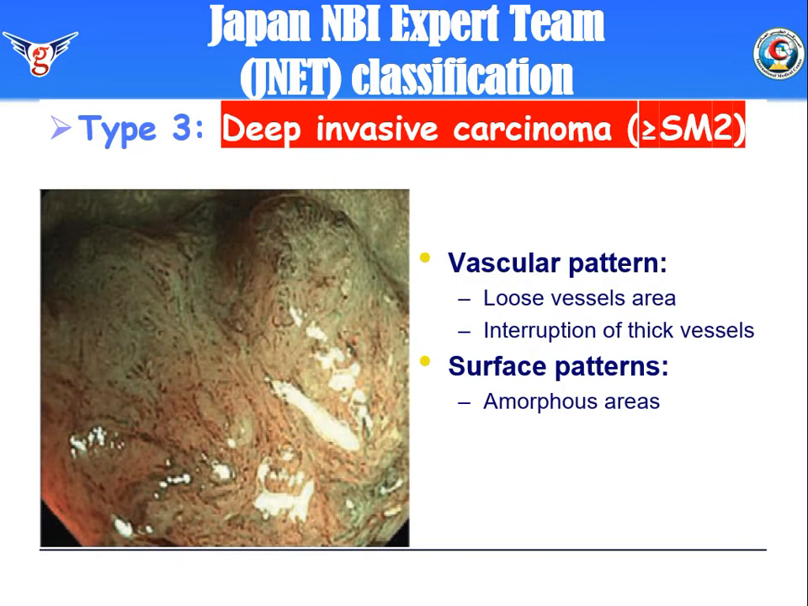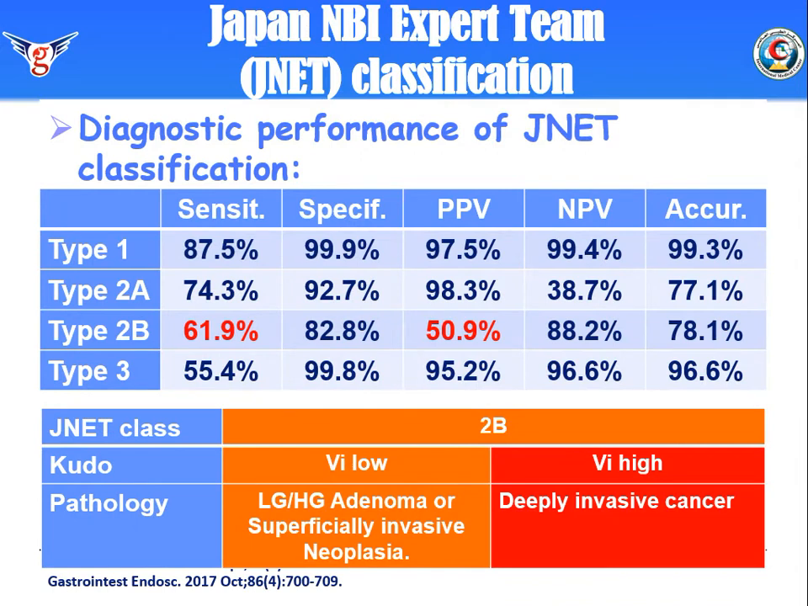And finally type 3 is nearly avascular or has just loose vessels and an amorphous surface that corresponds to the 5N Kudo pit pattern, and is associated with deeply invasive carcinoma that should be resected surgically. It was found that the diagnostic ability of type 2B is the weakest. And in one Japanese study, deep submucosal cancer was identified in more than 50% of type 2B lesions, which means inappropriate endoscopic resection instead of surgical resection.